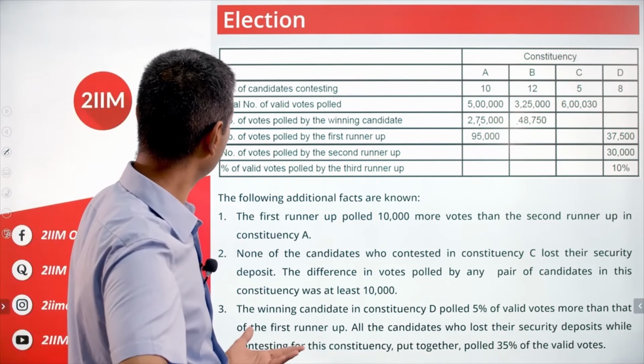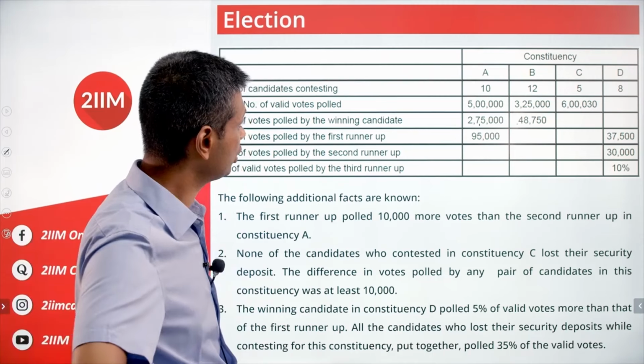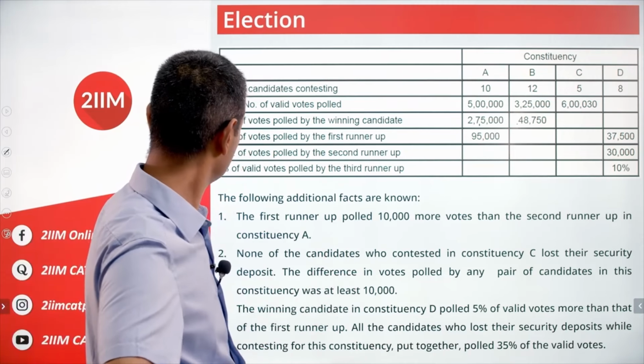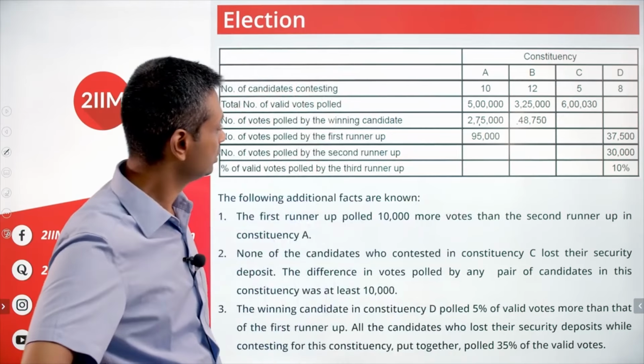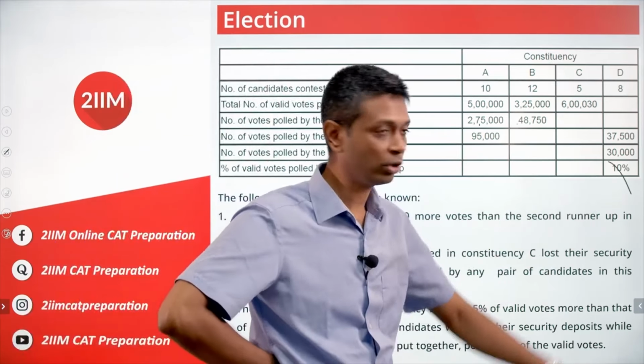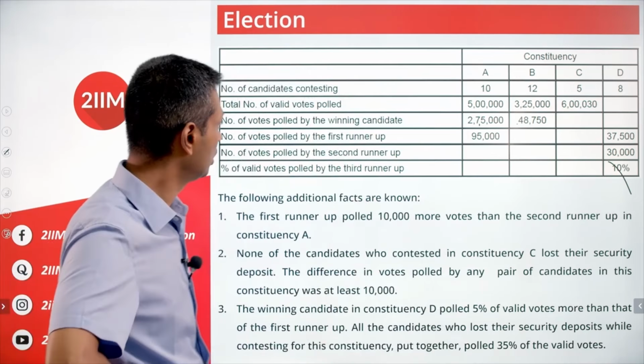D, we don't know how many are there. We don't know what the winning candidate got. The first runner-up got 37,500. Second one got 30,000. The third runner-up got 10%, and so this guy lost his deposit. 16.66% is 1/6. He is losing his deposit. That much we know. Lovely.